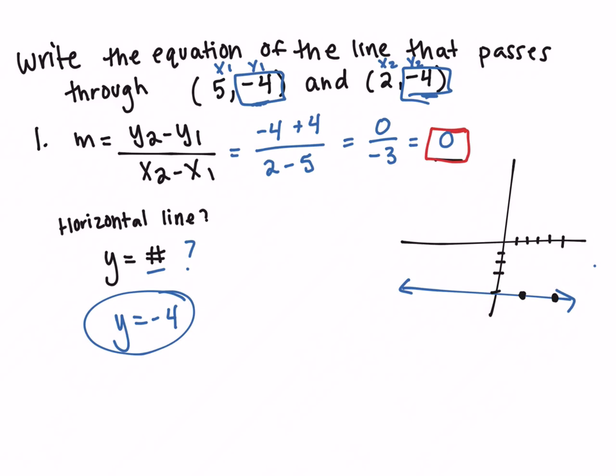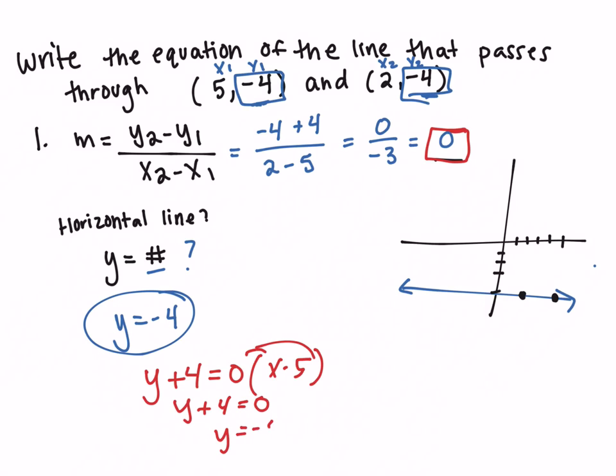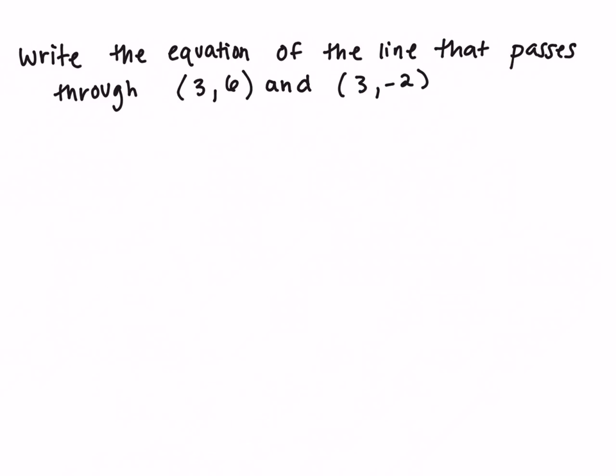Now, for this one, you could actually plug in 0 for a slope. You could go through the whole thing. y plus 4 equals 0 times (x minus 5). 0 times anything is just 0. And we get y equals -4. But that's just a lot of extra work, and you can't do that for the next one. So it's really good that you know if you have a 0 slope, it's a horizontal line, and a horizontal line is y equals a number.